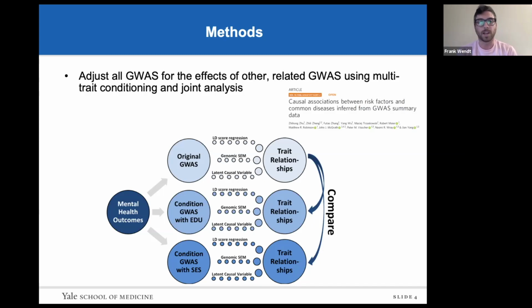other related GWAS using multi-trait conditioning and joint analysis, or MT-COJO. A diagram of what our analysis pipeline looks like is shown here, where we have a collection of mental health outcomes, and we look at trait relationships using those original GWAS for each of those mental health phenotypes. Then we condition those GWAS using education phenotypes, and we look at the same trait relationships. Then we condition those GWAS with socioeconomic status, and we once again look at trait relationships. And then we compare all of those back to what the original relationships looked like.